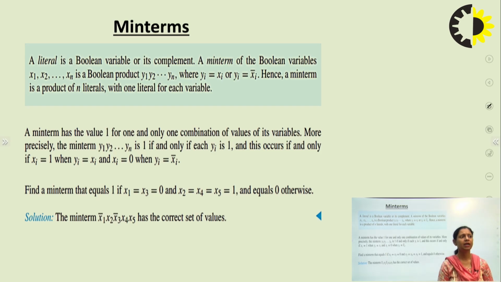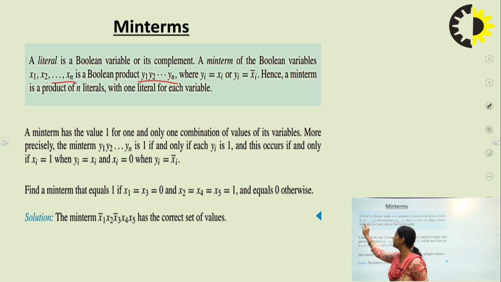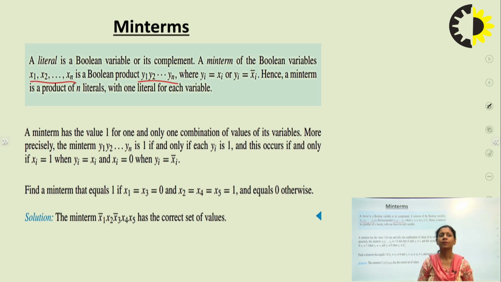which is of the form x1, x2, xn, the number of variables that we need when we are working on any of the Boolean algebra or the min term. And it is a Boolean product. The Boolean product becomes y1, y2, yn. Like, we have a combination of different variables x1, x2, xn, like this. And then we have the min term as a Boolean product, which is y1, y2, yn, where yi is xi or yi is xi complement.